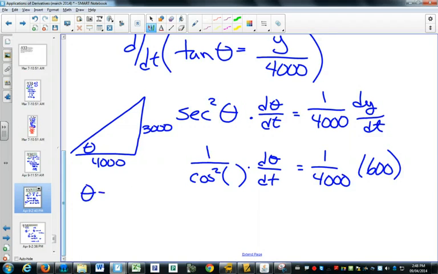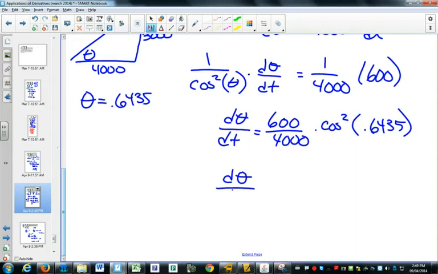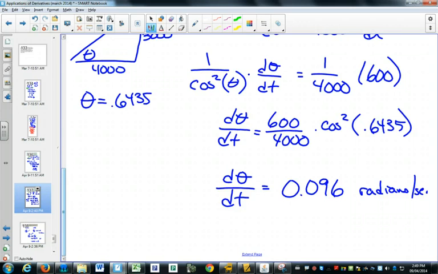And we get that theta at that point is 0.6435. Of course, I'll store all of those decimal places into my calculator. And then I'm going to have 1 over cos squared of theta. So d theta dt would equal 600 over 4,000 times cos squared of 0.6435. All right, d theta dt, my calculator says 0.096 radians per second.